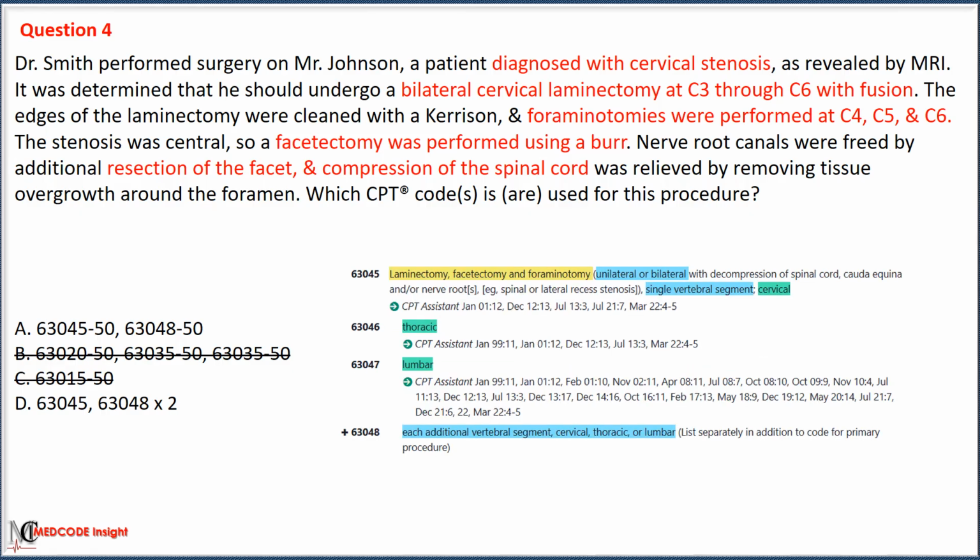In the remaining two options, CPT code 63045 is used for laminectomy, facetectomy, and foraminotomy. Based on the modifier 50 used with code 63045, we also eliminate option A, as this code already covers both unilateral and bilateral procedures, making the modifier 50 unnecessary. So, the correct option is option D with code 63045 along with add-on code 63048 times 2.